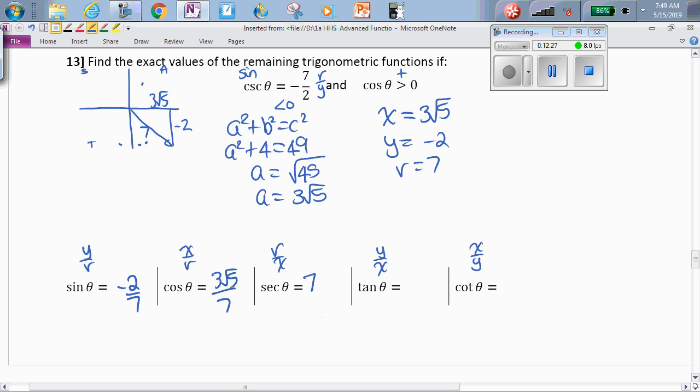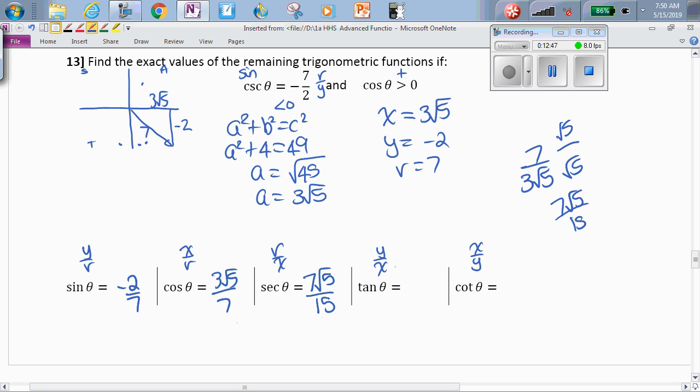Secant is 7 root 5 over 15. So let's talk about that one a little bit more. That's going to be 7 over 3 root 5. I'm going to multiply both top and bottom by root 5. That gives me the 7 root 5. Root 5 times root 5 is 5. 5 times 3 is 15. That's how we get that.